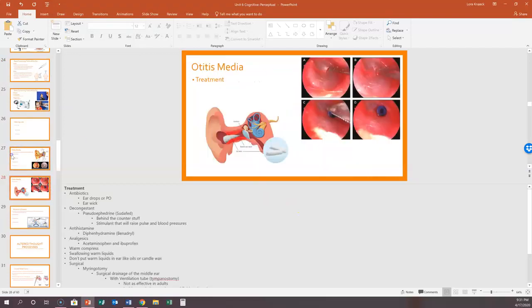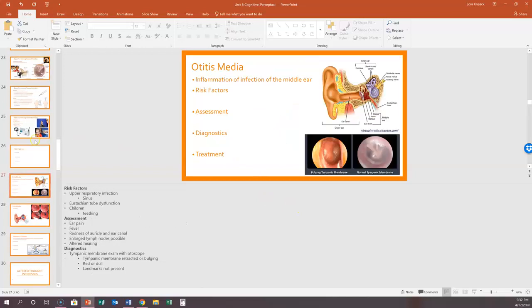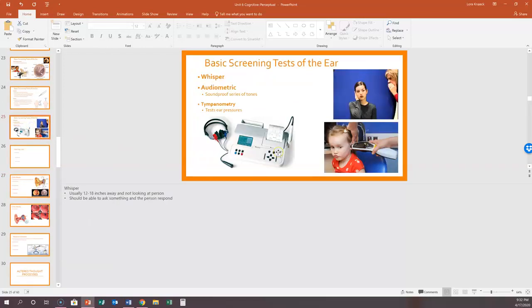Okay, the first, I went too far. Basic screening tests of the ear. So other ones, the whisper test, that is literally you stand so many feet away and you whisper, and you have to kind of cover your mouth so they can't read lips, and you can do one ear at a time. We do these with DOT physicals.